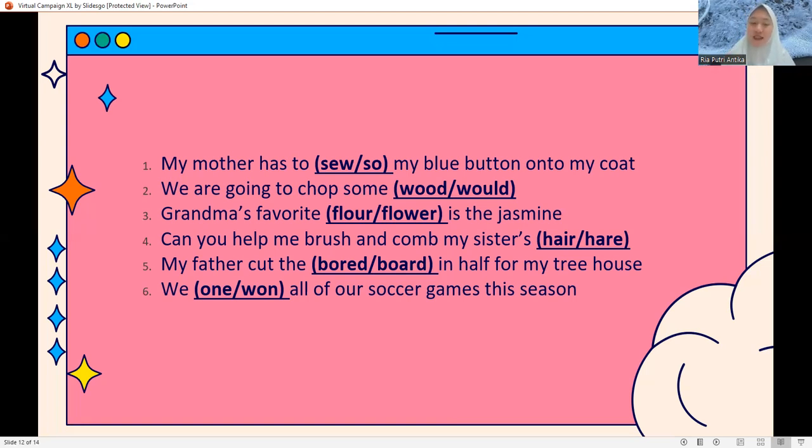Okay, the last one. We blank all of our soccer games this season. Which one is correct? Won or one? Okay, the correct answer is won, not one. This one has a slightly different meaning. Won and one. Won is menang, and one is satu, a number. So the correct answer is, we won all of our soccer games this season.